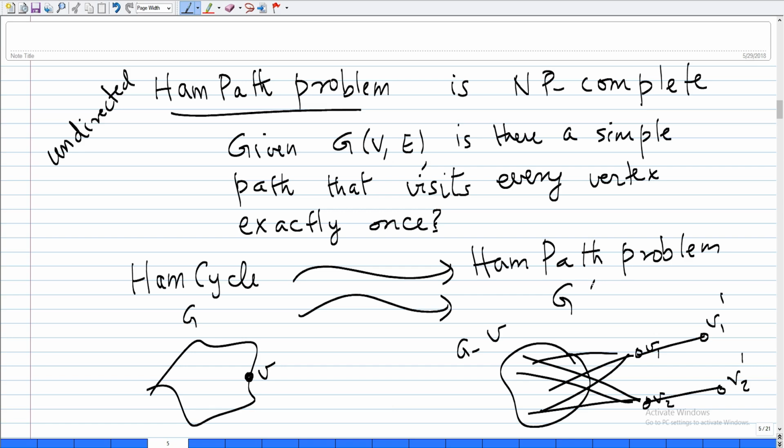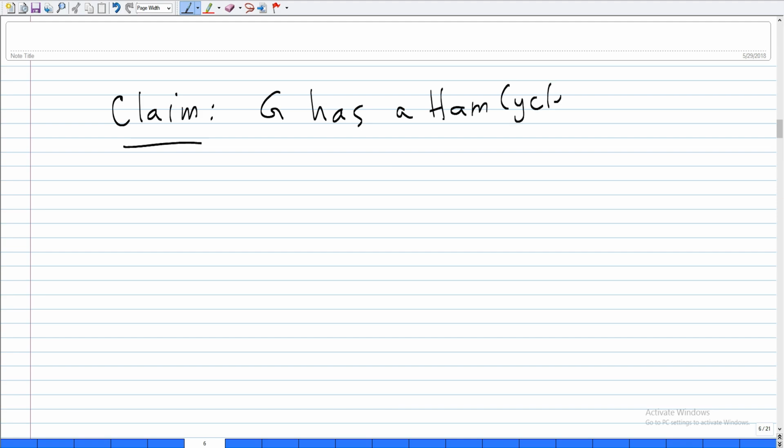what do I have to show? If G has a Hamiltonian cycle, G prime will have a Hamiltonian path, and if G prime has a Hamiltonian path, G will have a Hamiltonian cycle. He has already seen the proof now, right? He is nodding. He sees the proof. Good. Let's see the proof. The claim: G has a Hamiltonian cycle if and only if G prime has a Hamiltonian path. Okay, let's prove the forward direction.